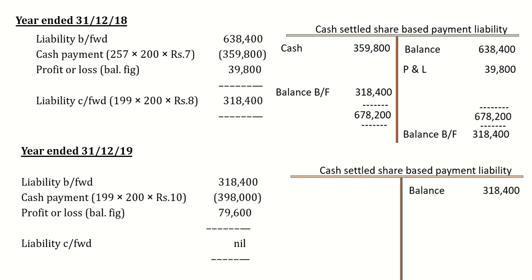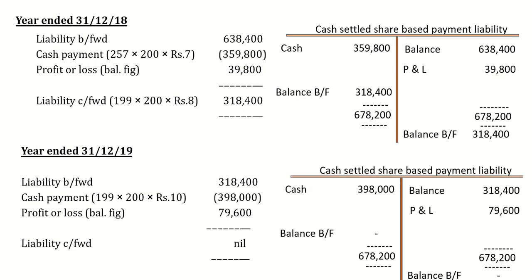Right, ඒක T account එකට දැම්මොත් මේ විදිහට තමයි record වෙන්නේ. Difference එක අපි P&L එකට charge කරනවා expense එකක් විදිහට under staff expenses. So that's how you want to record cash settled share based payment. Right. Hope you got an understanding about how to record the cash settled and equity settled share based payment, and finally we'll look quickly at the disclosures relating to the share based payment.